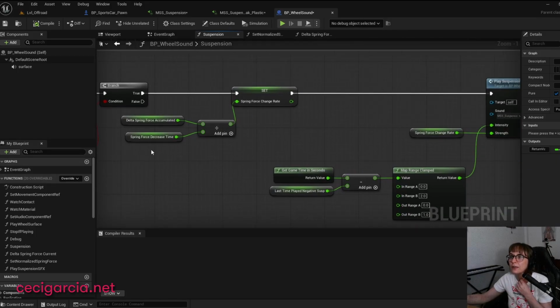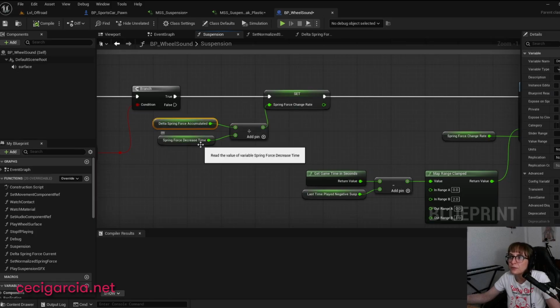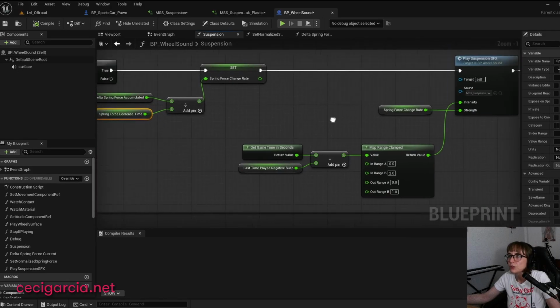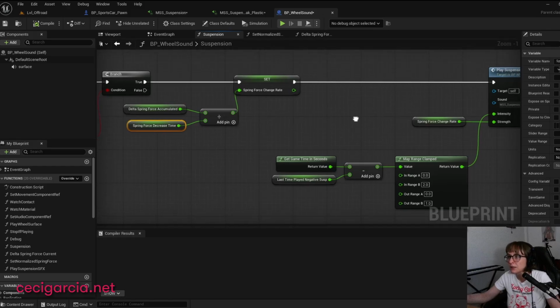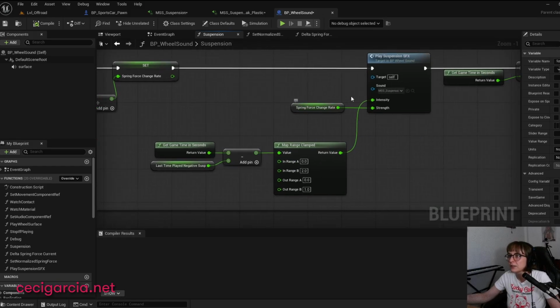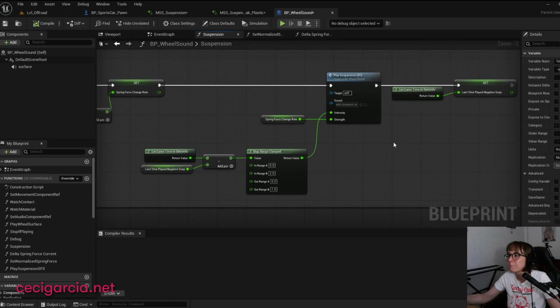So I calculate the spring force change rate, I called it. That is, I divided the accumulated spring force by the time it took. So if it took less time, the impact will be harder and a harder sound. Because I am sending it to the strength input on the Metasound.